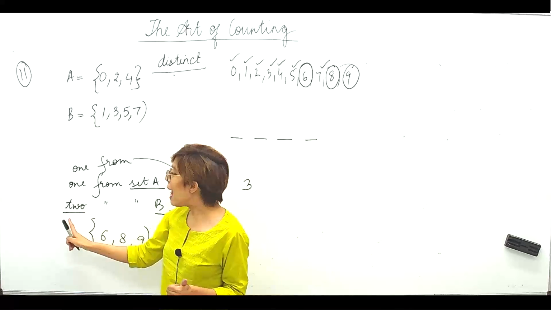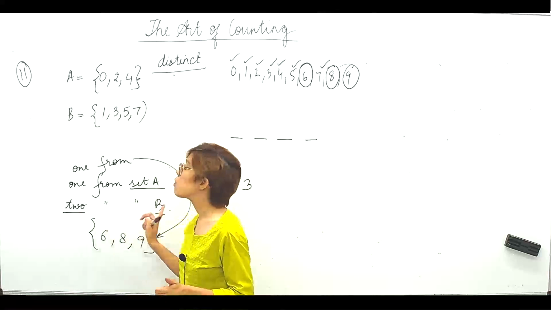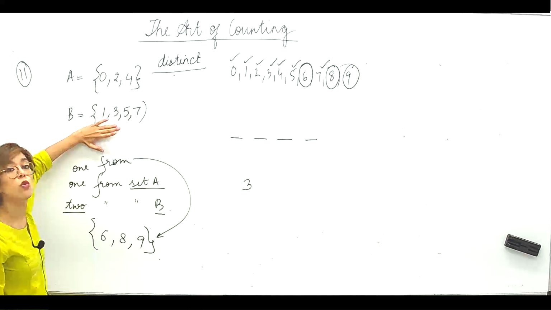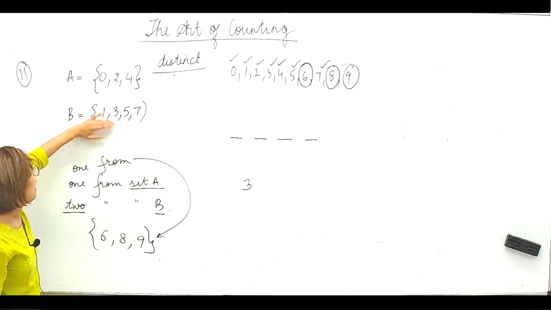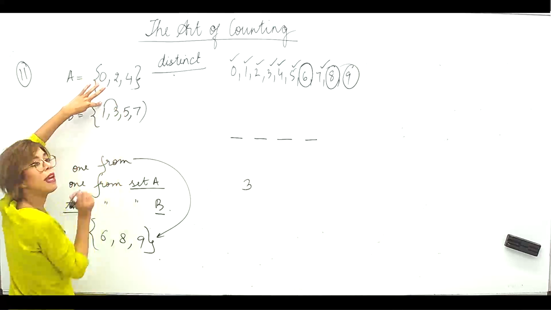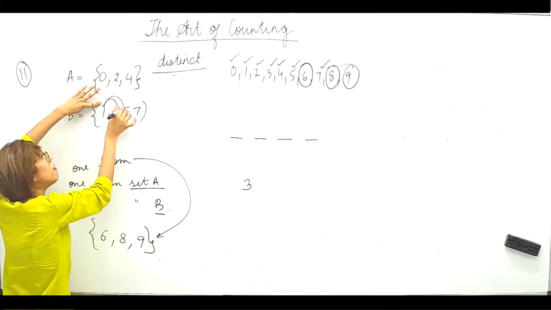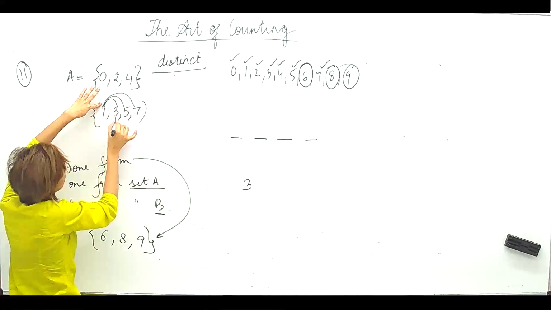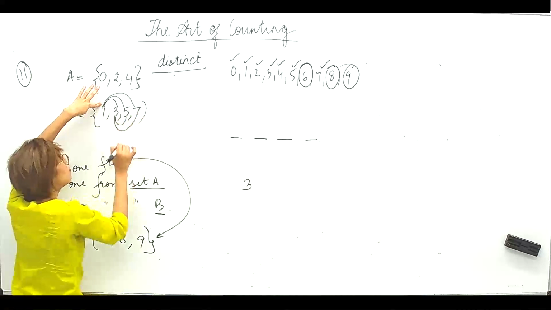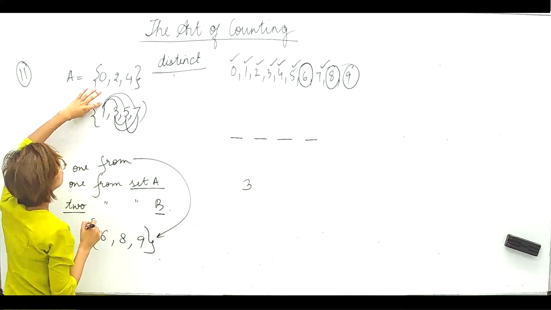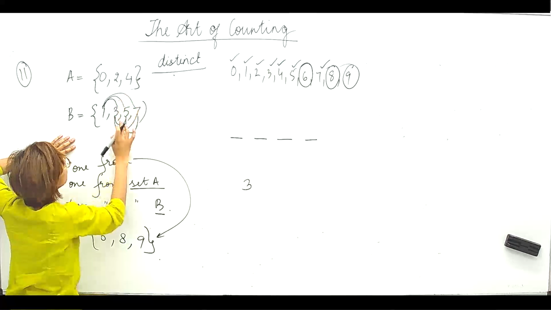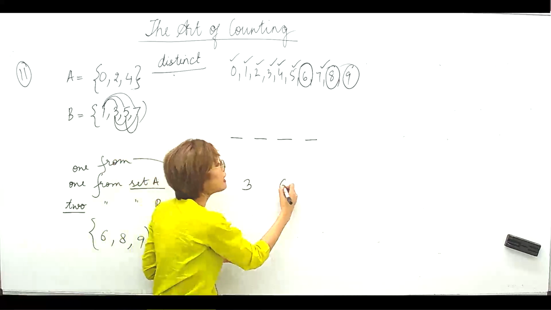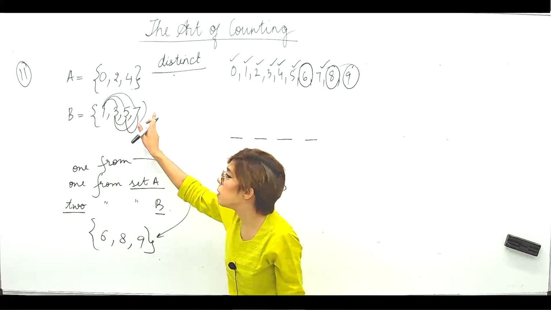Now, then I need to select 2 distinct digits from set B. From set B, I need to select 2 digits. Now let's see. Either I can do 1, 3. Or 1, 5. Or 1, 7. Right? Or 3, 5. Or 3, 7. Or 5, 7. Right? So हुए कितने? 1, 2, 3, 4, 5, 6. So there are 6 ways of selecting 2 digits from set B.